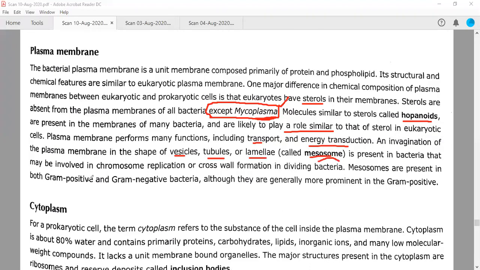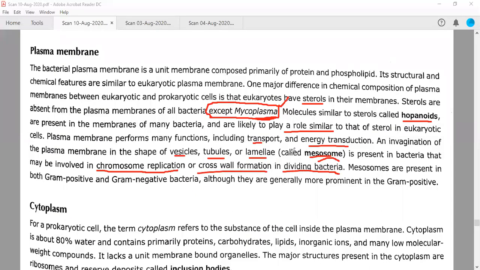Mesosomes present in bacteria, along with this energy role, are also found to be involved in chromosome replication and cross-wall formation. This cross-wall formation in dividing bacteria, as we have discussed, involves FtsZ. So I need to discuss all these cytoskeletal proteins in the initial classes only, because otherwise you are not able to understand words like cross-wall formation. Now you can understand that some septum-like structure is formed with the help of a protein called FtsZ, and some other proteins are also involved in attaching this Z ring to the plasma membrane, for example, FtsA and so on.